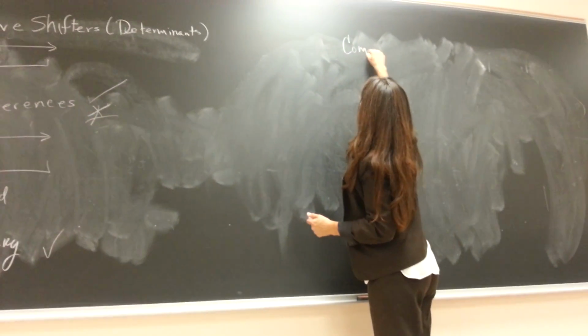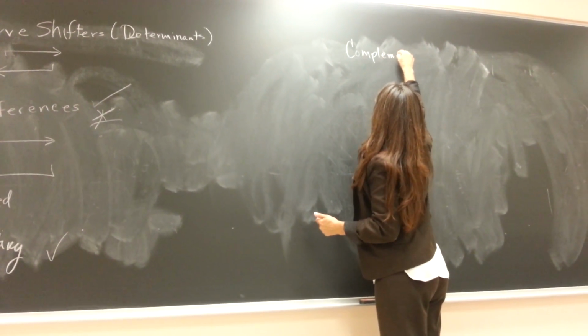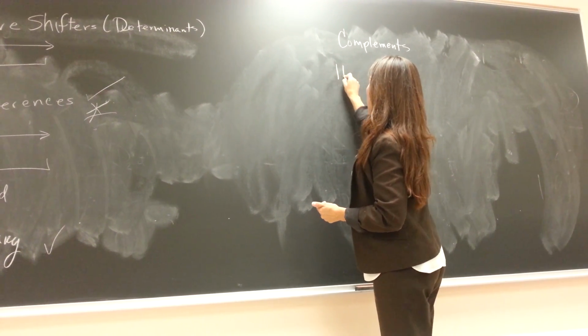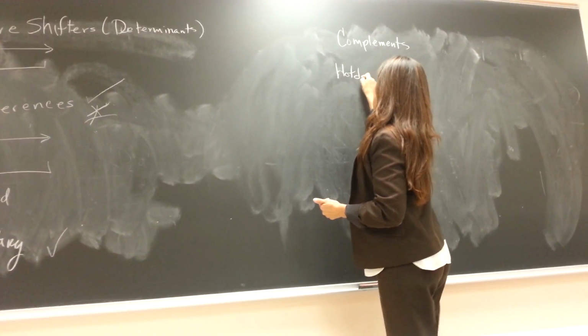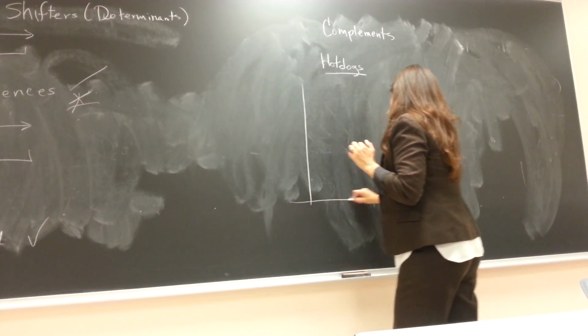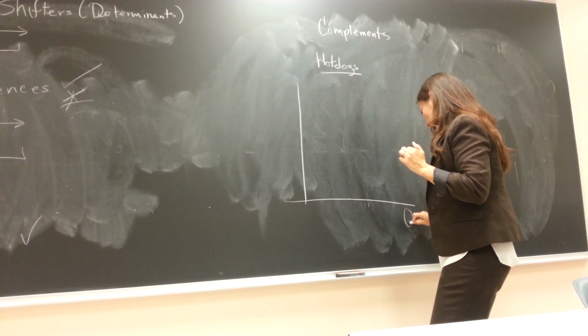So we're going to talk about complements. And I'm going to talk about two markets, hot dogs. And of course, if you're going to have a hot dog, what do you need with that? Buns. Okay.